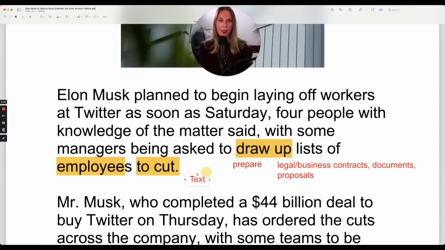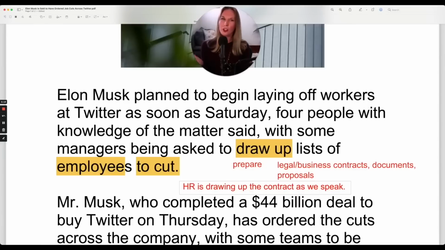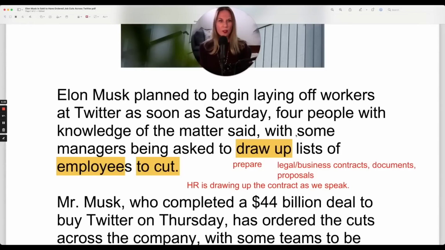So as an example sentence, we can say, HR is drawing up the contract as we speak. So they're in the process of drawing up the contract. So you might ask, hey, do you know when the contract will be ready? And they're saying, oh, they're just drawing it up, which means they're just preparing it now. Let's see, anything else from here?